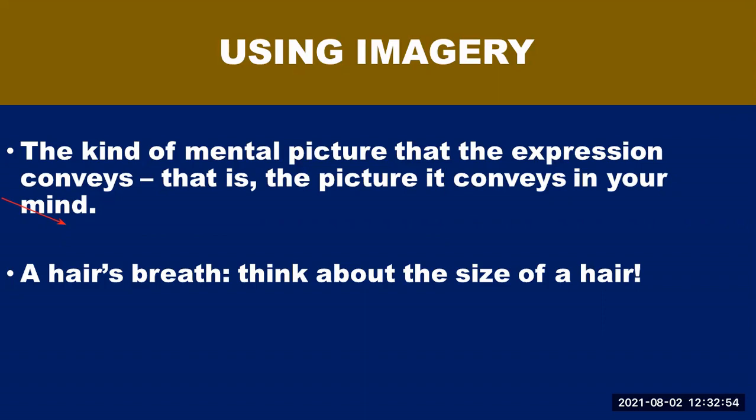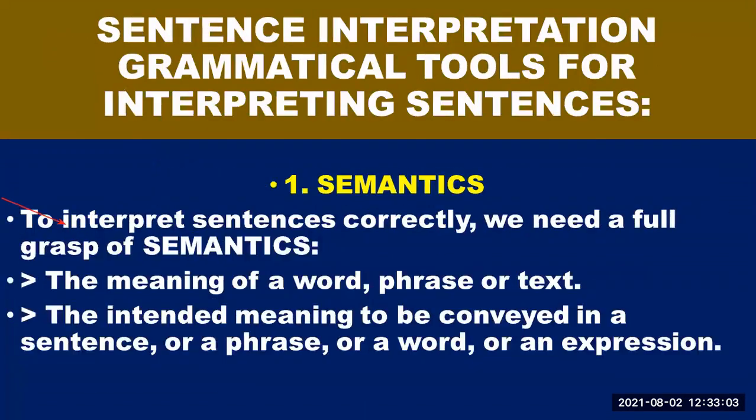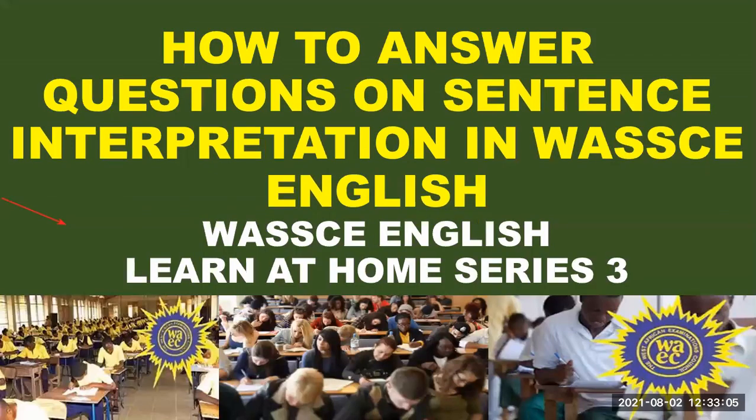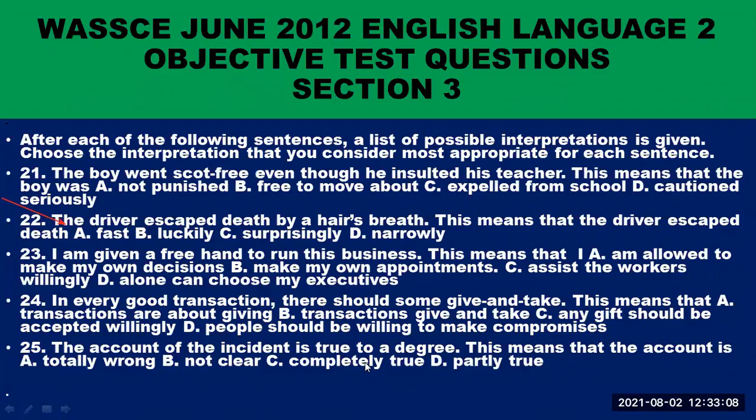And that was how the driver escaped death. That gives us the idea that option D is the correct answer. This means that the driver escaped death narrowly by a hair's breadth. Just think about it, a hair's breadth. Breadth means width. When you talk of length and width, you measure the breadth or the width of a hair. So small, and that was how the driver escaped.